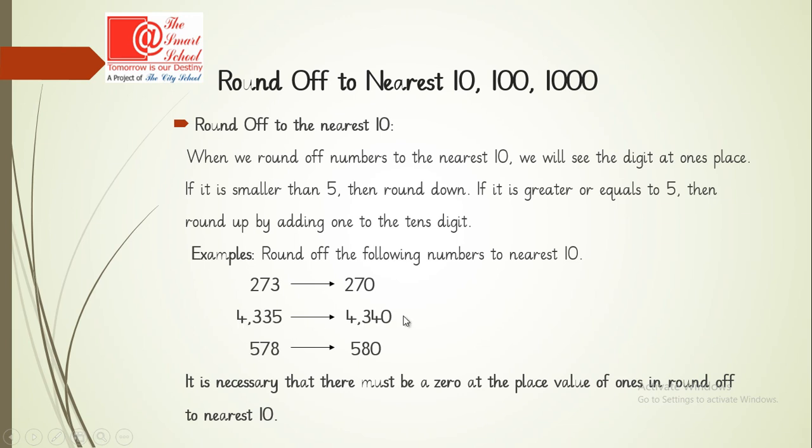4340. And now 578. Now look at the digit which is at ones place. This is 8, which is bigger than 5. So we will round up, and this 7 will be 8. 7 plus 1 is 8. So it will be 580. It is necessary that there must be a 0 at the place value of ones in round off to nearest 10.